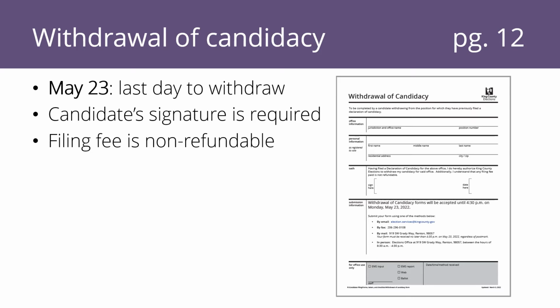The absolute deadline to withdraw is May 23rd, no later than 4:30 p.m. If you're planning to withdraw and refile, please remember that the filing period ends May 20th. This is a form that requires a signature, so the best way to submit it to us is by printing it out, signing it, scanning it, and emailing it back to us.